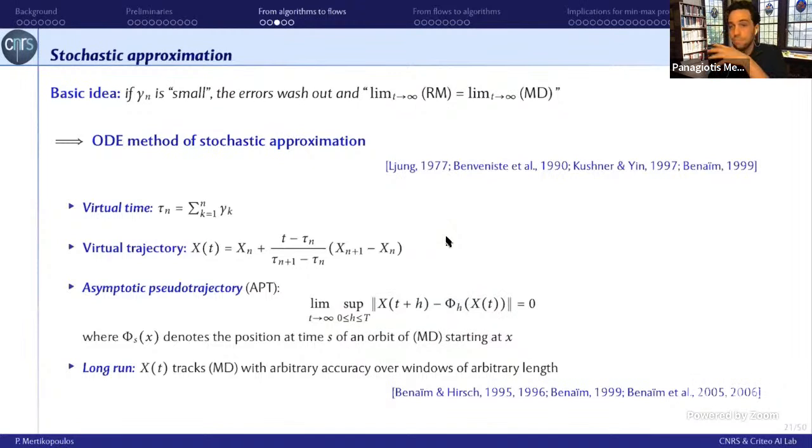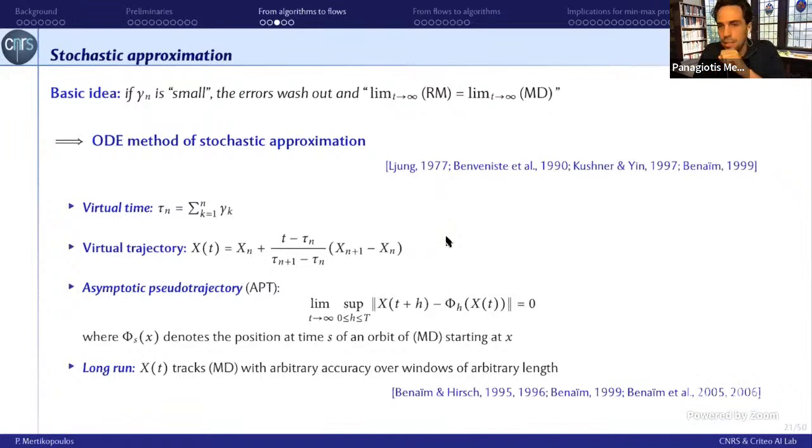So in slightly less convoluted terminology, this tells you that if x of t, this curve, is an APT of the underlying mean dynamics, of the underlying flow, then it tracks the flow, not just one trajectory of the flow, but the entire flow, with arbitrary accuracy over windows of arbitrary length as the starting point goes to infinity. So this is an asymptotic result.